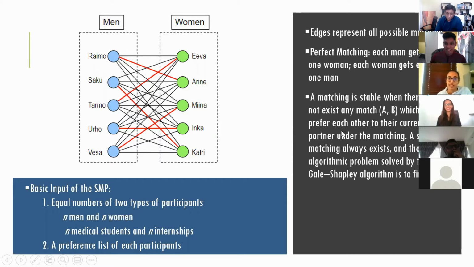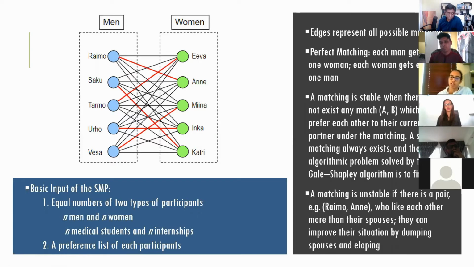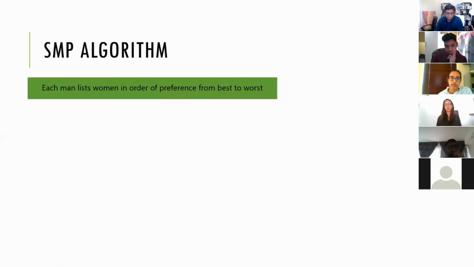A matching is stable, as I mentioned before, when there does not exist any pair who both prefer each other to their current partner under the matching. If you follow the Gale-Shapley algorithm, it will always come out stable. For example, a matching is unstable if there's a pair, let's say Raimo and Anne, who like each other more than their current matches. That means they can dump their current matches and form a pair together. You don't want that. You want the most stable pairing that exists.